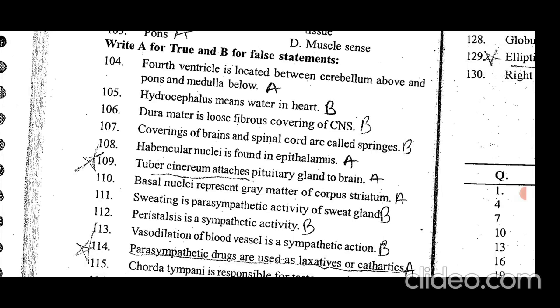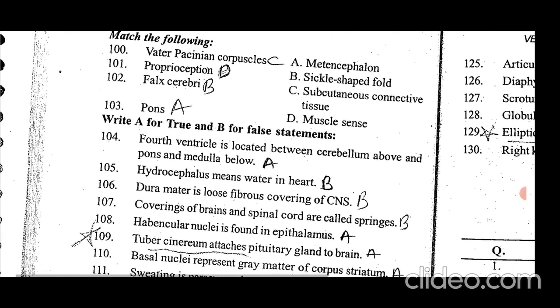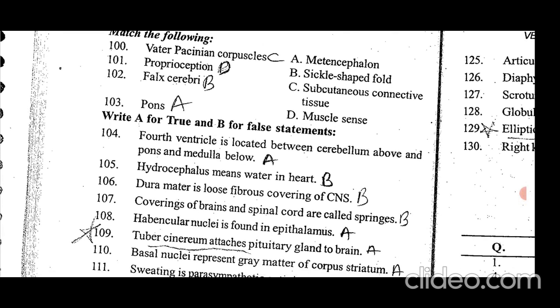Hydrocephalus means water in the heart. It is false. Hydrocephalus means water in the brain. And habenular nuclei are found in the epithalamus. The fourth ventricle is located between the cerebellum above and the pons below. And tuber cinereum attaches the pituitary gland to the brain.